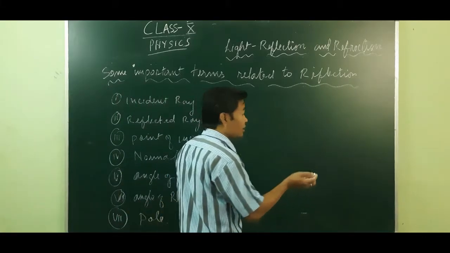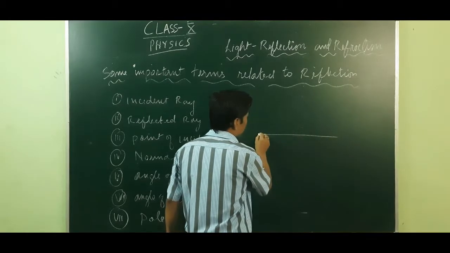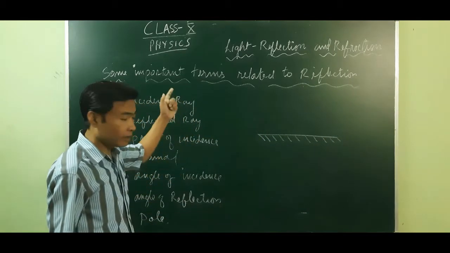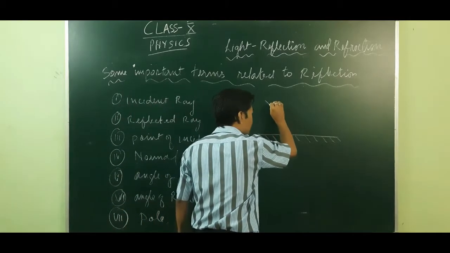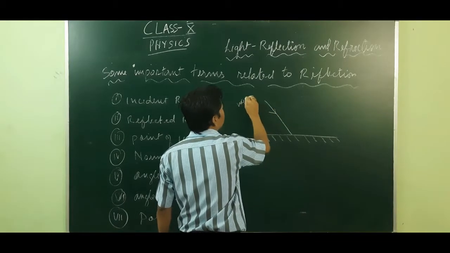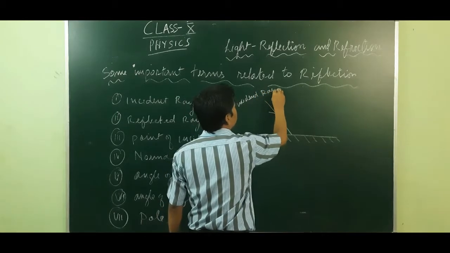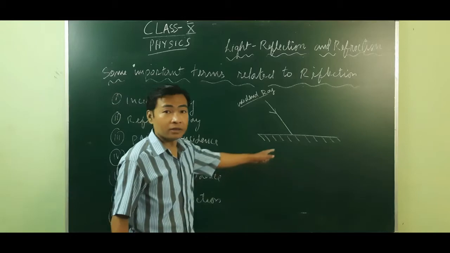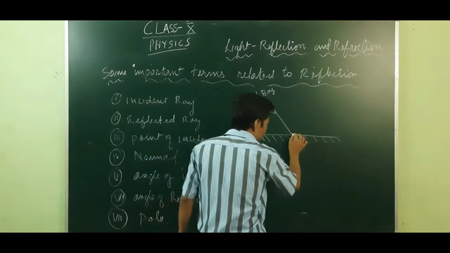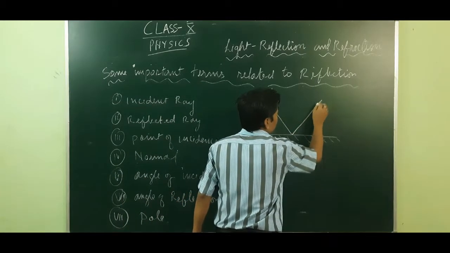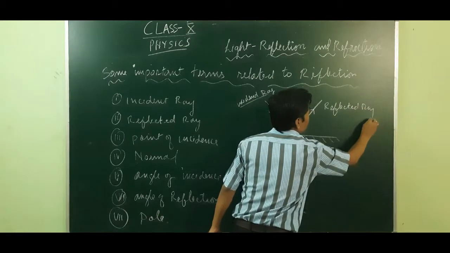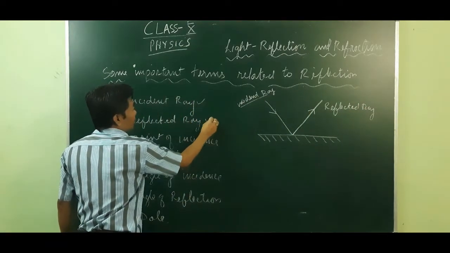Let's take an example of a reflecting surface. Let's say this is a mirror, a plain mirror. Now, if a ray of light comes and falls on this mirror, this ray which comes and falls, we call it the incident ray. Obviously, we know that this light ray is going to bounce, which means it's going to be reflected, right? So the light ray which gets bounced, we call the reflected ray. Incident ray, reflected ray.